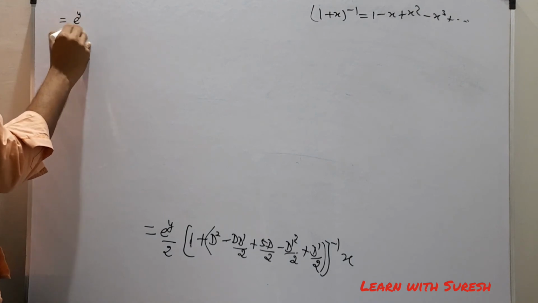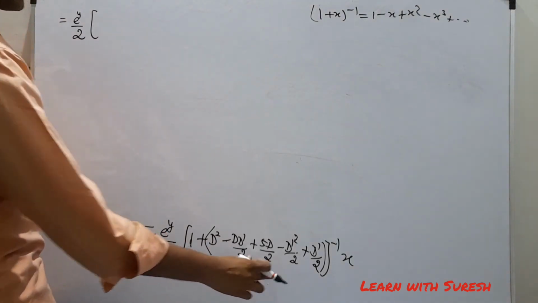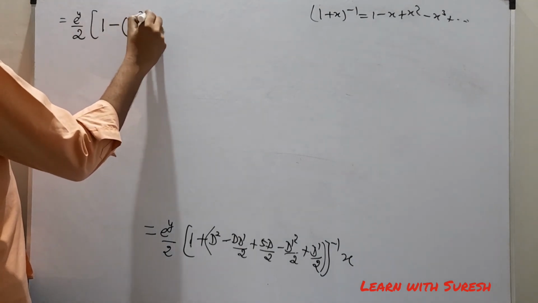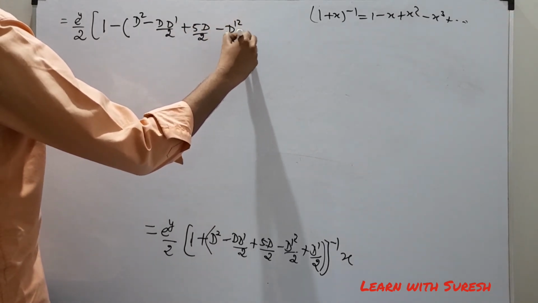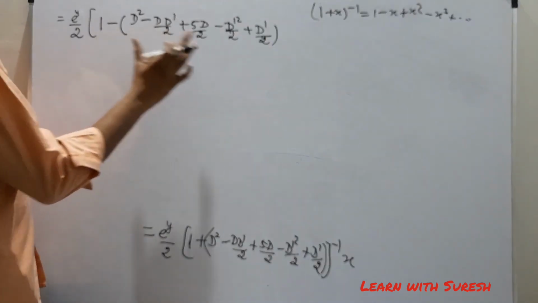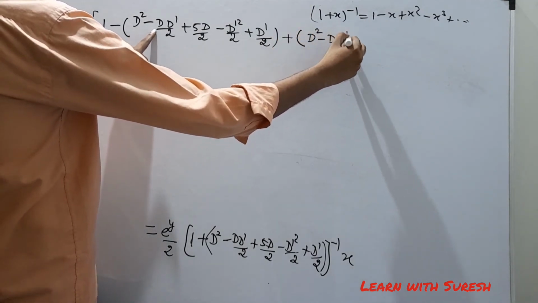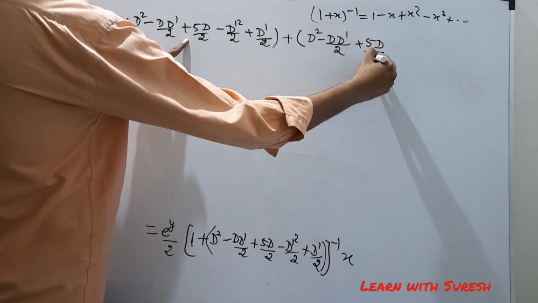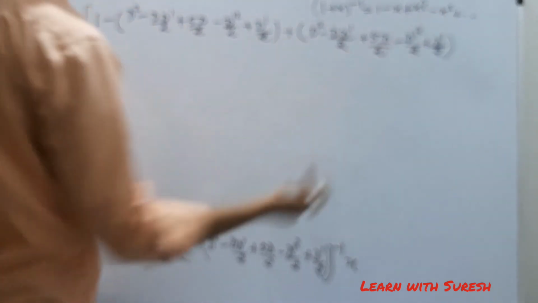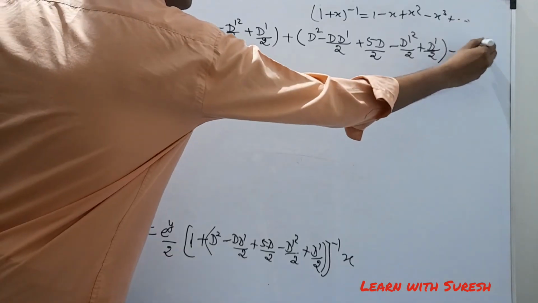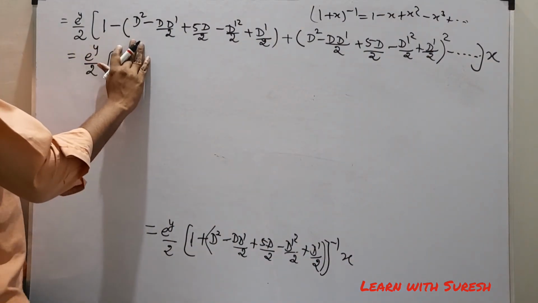Now e^y/2 into 1 plus the terms inside the bracket, call it x. So 1 minus x, where x is D² minus DD'/2 plus 5D/2 minus D'²/2 plus D'/2. The next term is plus x², and the third term is minus x³, etc., into the term x. Multiply each and every term with x.